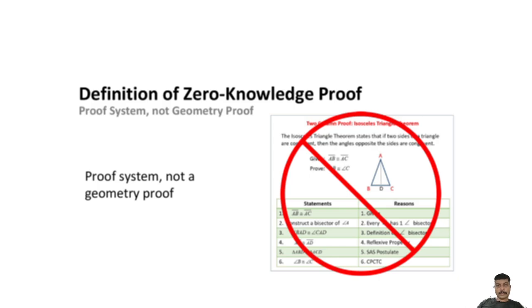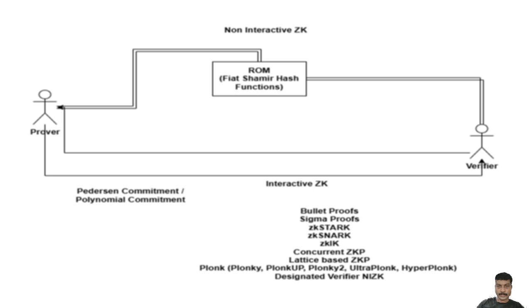Because in the geometry proof, you are not proving anything to a different party there, and there is no communication mechanism, or there is no query that is happening between a second party and the first party who is trying to prove it. So zero knowledge proof is a system, and it's not only mathematical theorems. So that's the basic difference. Please don't confuse the geometry proof and the proof system.